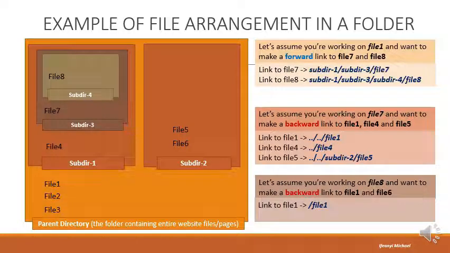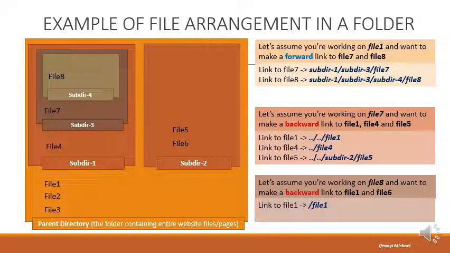So we normally make use of the forward slash only once when you are linking out from a deeply nested folder. Okay, so with this we have already jumped out from subdirectory 4. We are now on the root folder and now we are requesting for file 1.